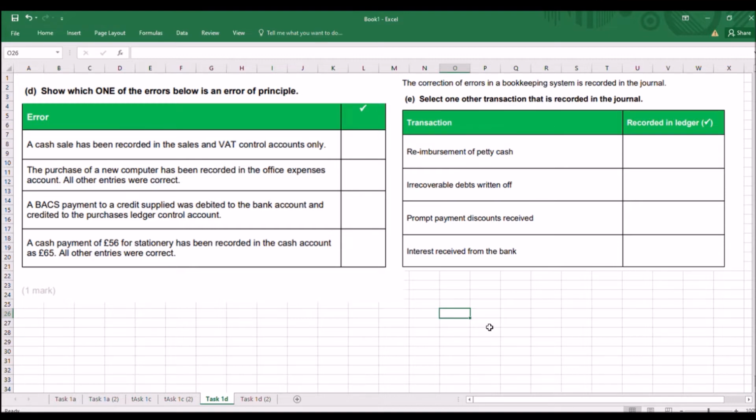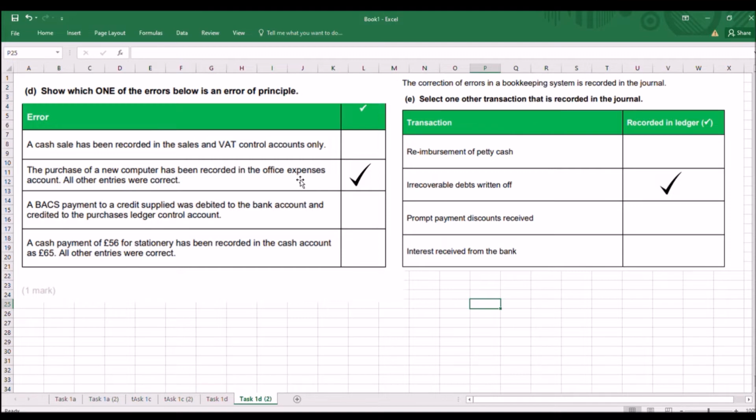Okay, so that's coming up to time. Let's go through which ones are the error of principle. So the cash receipt recording, that's just an error; it won't mean that the books won't balance. This one is the one where it's an error of principle, because this is an asset here and office expenses affects the shareholder capital. So there's a changeover between two elements of the accounting equation.